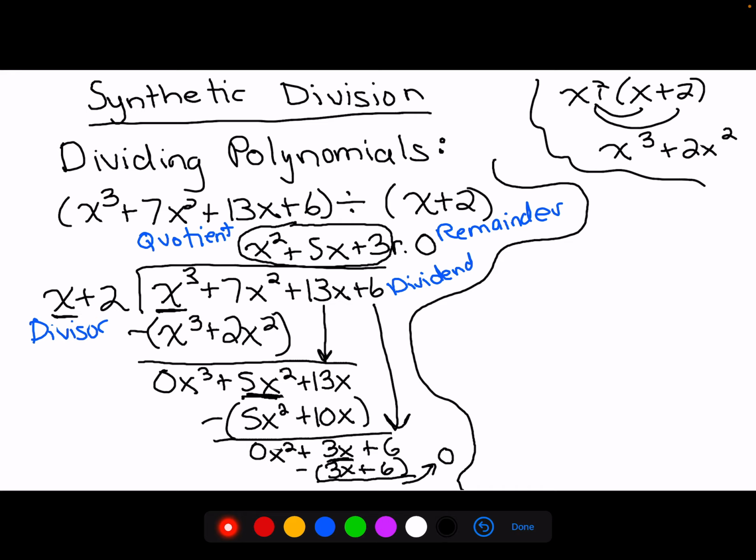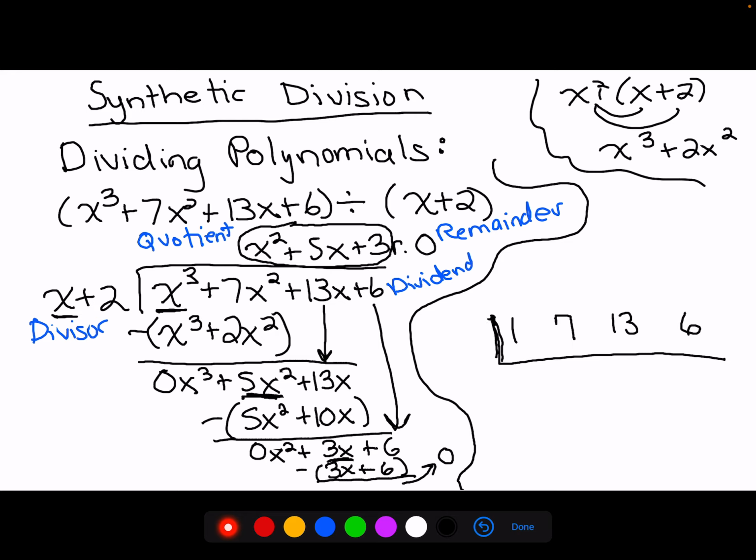Well, we take that dividend and we just write down the coefficients, including the constant down on the end. So for x cubed, the coefficient is a 1. For 7x squared, the coefficient is a 7. For 13x, the coefficient's a 13. For 6, it's a 6. Then it's going to be kind of an upside down sort of nature here.